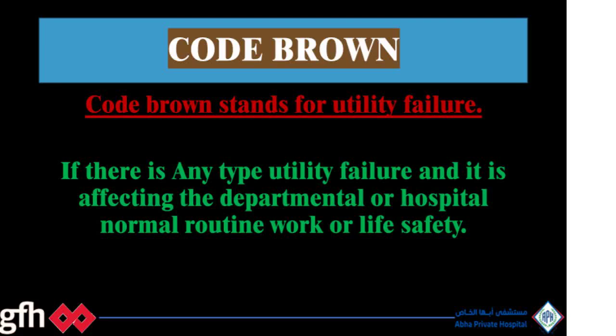Next code is code brown. Code brown stands for utility failure. If there is any type of utility failure and it is affecting the departmental or hospital normal routine work or life safety. A utility failure in a hospital can have serious implications as it directly affects patient care and safety. Here are some examples of utility failures: power outage, water supply failure, heating, ventilation, and air conditioning (HVAC) system failure, communication system failure, data system failure, medical gas supply failure.